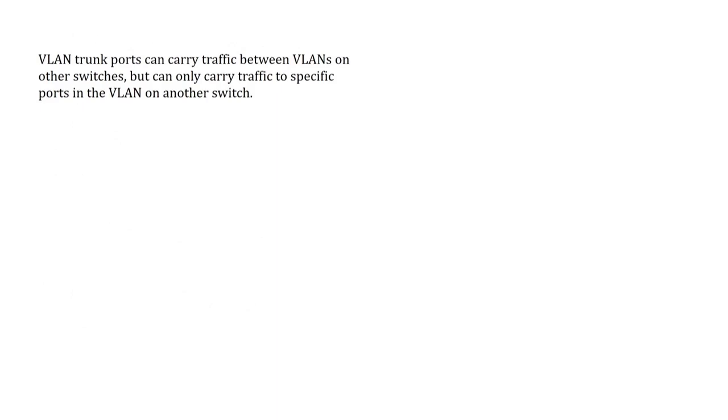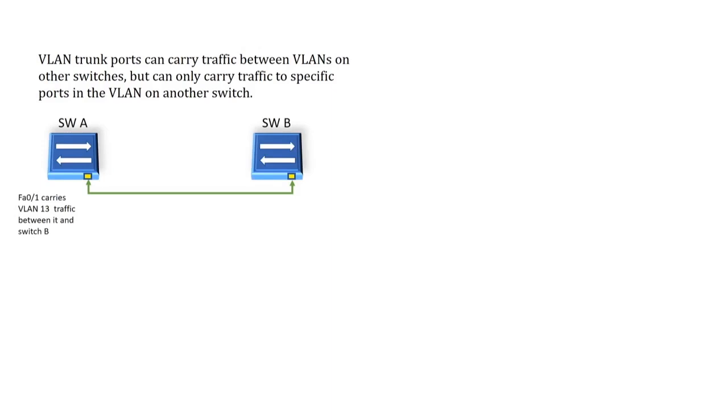VLAN trunk ports can carry traffic between VLANs on other switches, but can only carry traffic to specific ports in the VLAN on another switch. So here we have two switches, and they both have VLAN trunk ports connected to each other. FA0/1 carries VLAN 13 traffic between it and switch B, and switch B also has members of VLAN 13, which it carries to switch A.